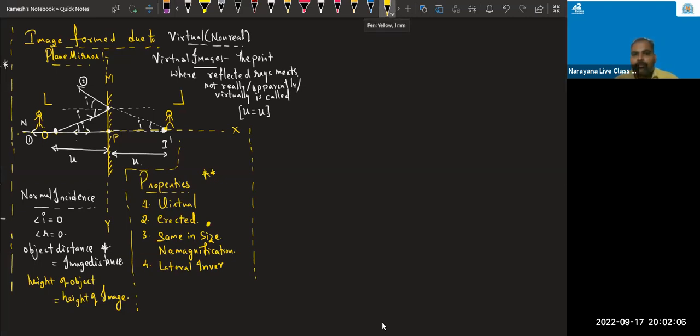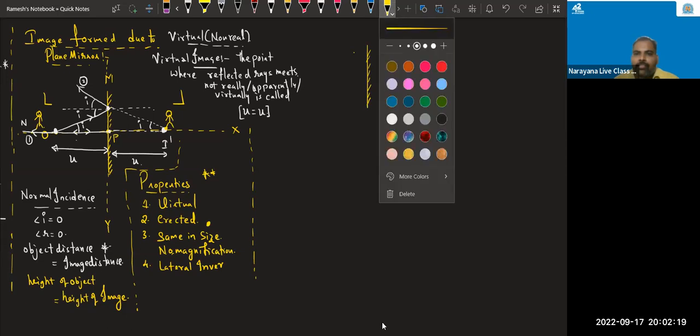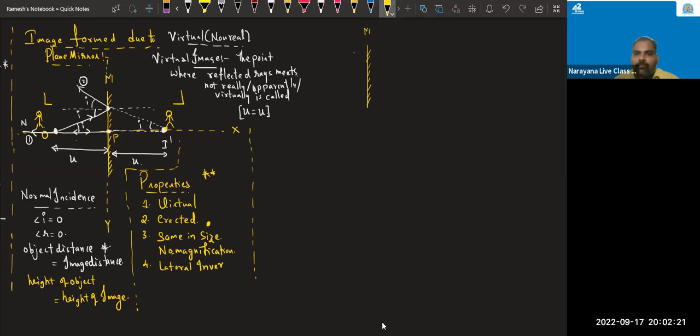See, for example, this is a plane mirror. What is this? Plane mirror, and its position is M1. Here one object is there. The object is in the state of rest, students. What is the velocity of the object? Respond. 0, not moving. But the mirror is moving.